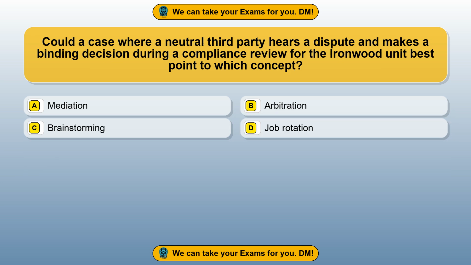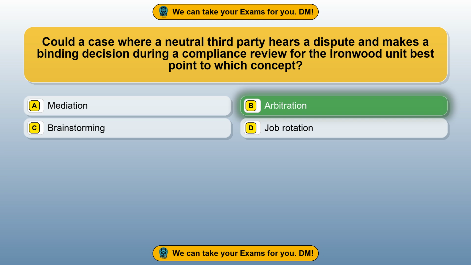Question 24. In a case where a neutral third party hears a dispute and makes a binding decision during a compliance review for the Ironwood unit, which concept does it best point to? Option A, mediation. Option B, arbitration. Option C, brainstorming. Option D, job rotation. The correct answer is option B, arbitration.